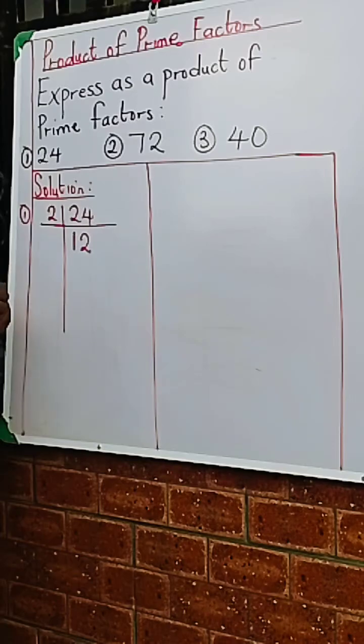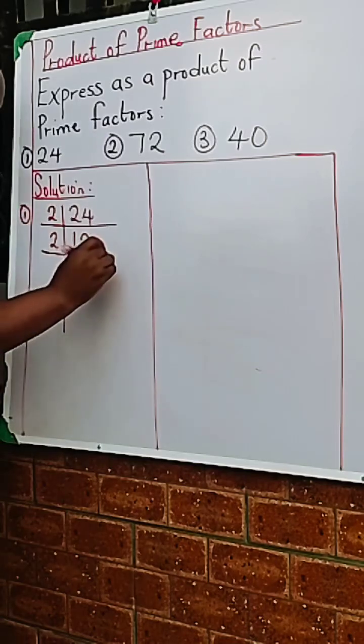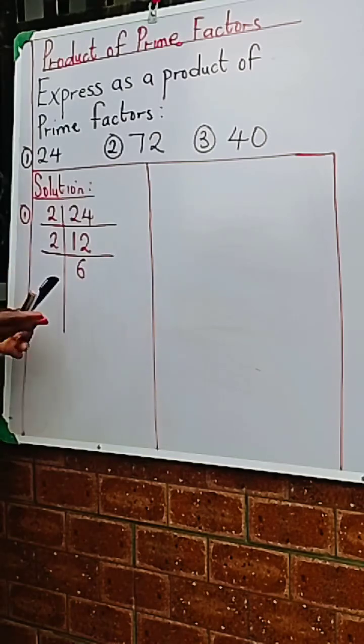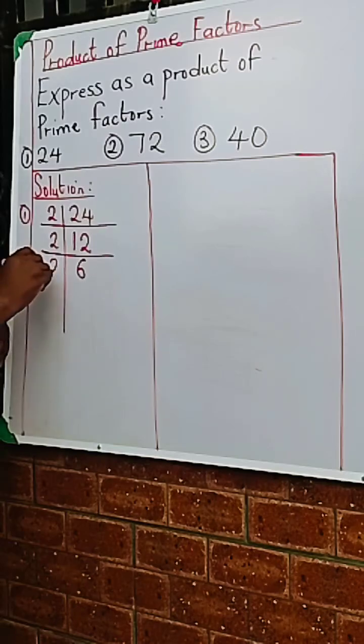Now, 12 is also an even number, which means 2 will also be dividing through. 2 divide 12 will give you 6. 6 is also an even number, which means we are supposed to be dividing with a prime factor, which is 2. 2 divide 6 will give you 3.